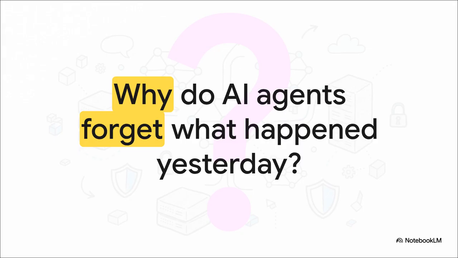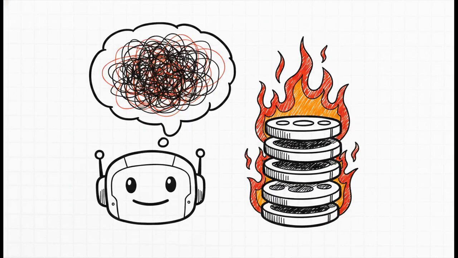You build an agent, it works perfectly in your little testing window, but deploy it for a week, suddenly it's asking users for information they literally just provided 3 days ago. Here is the harsh reality. Reasoning without the right context is just expensive hallucination.